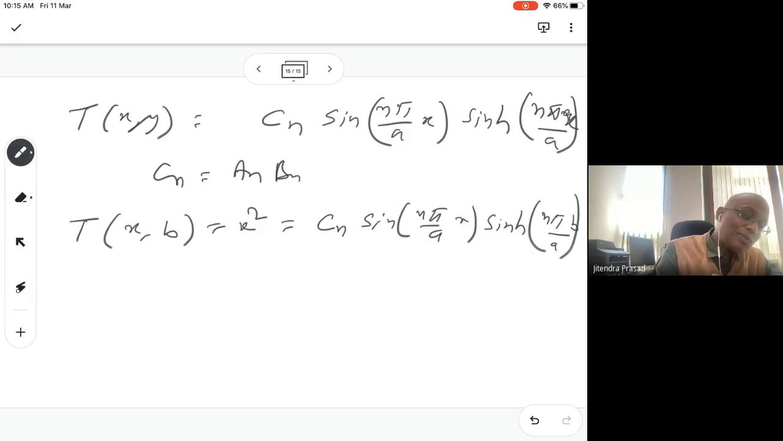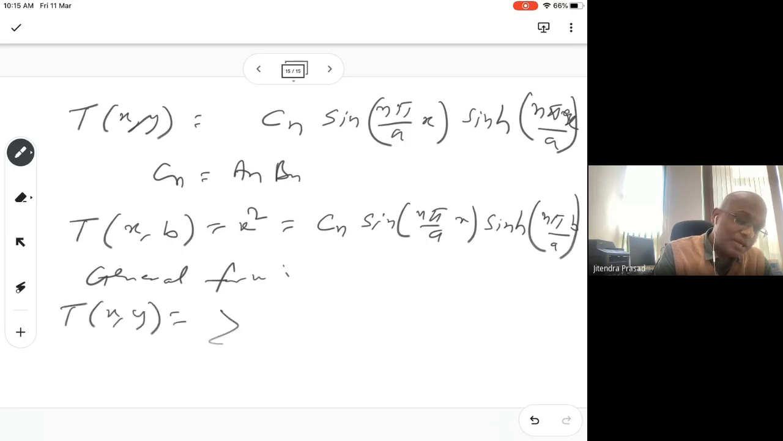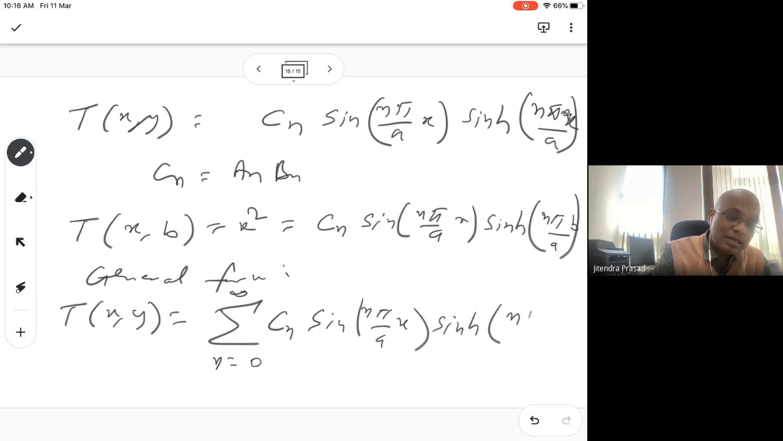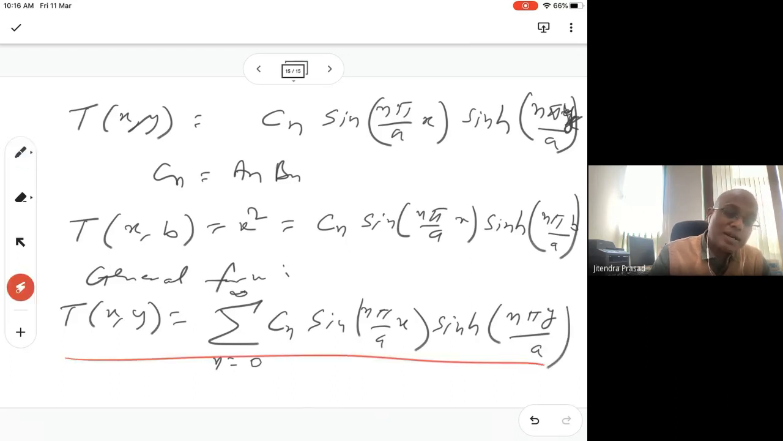So we have to take a general form of T(x,y), which will be a summation n equal to 0 to infinity of cn sine n pi over a x and sine h n pi y over a. This is the general solution. Now it's possible to get x square.